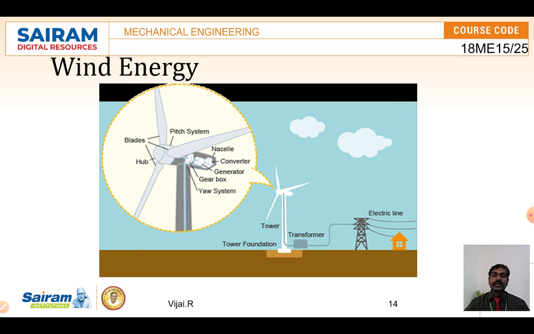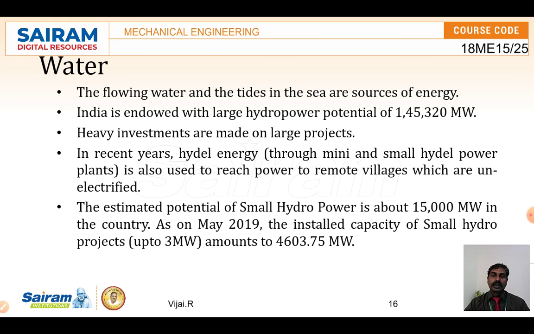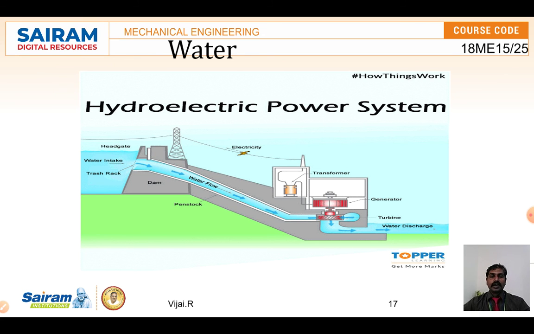So this is what happens: how we get power through wind energy, and how we get electrical power through the Hydel or water energy sources. Okay, so in the next video we will see about nuclear power generation and other things.